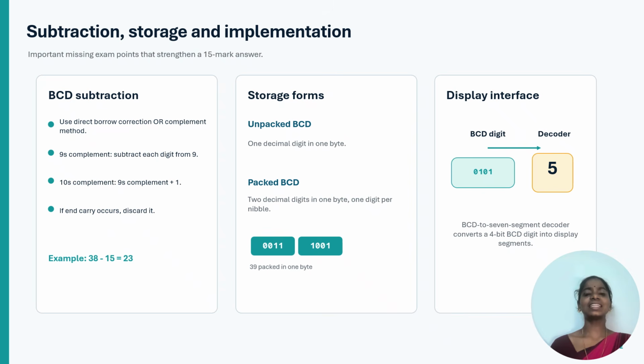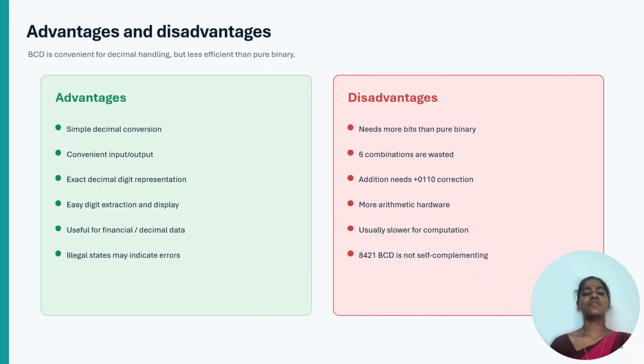And then exact decimal digit representation. In this, every entered decimal digit is stored without binary fraction conversion at the digital level. And then direct decimal arithmetic. Arithmetic can be performed on coded decimal digits without converting the complete number to pure binary. Next is easy digit extraction. Individual decimal digits are directly available for comparison, display and formatting.